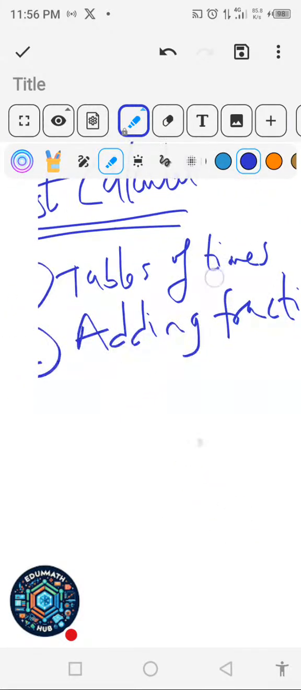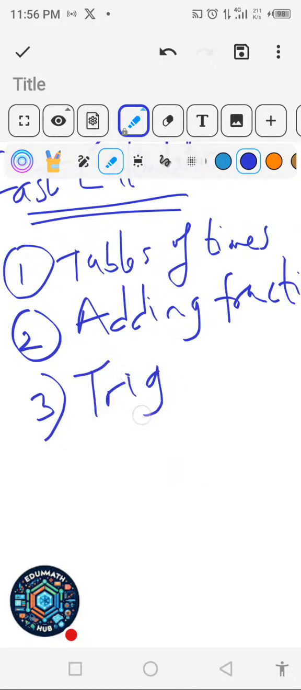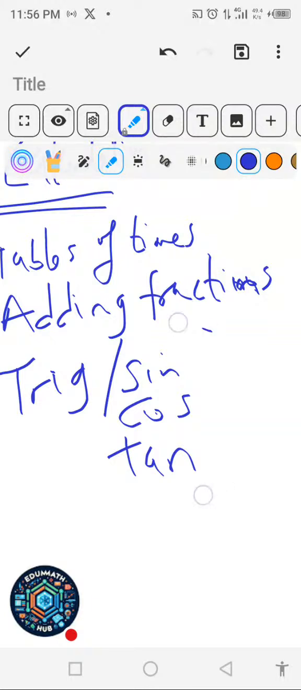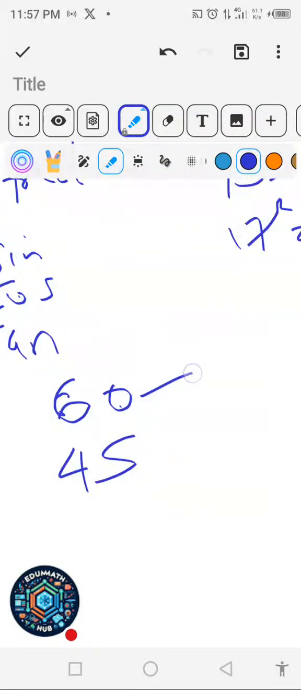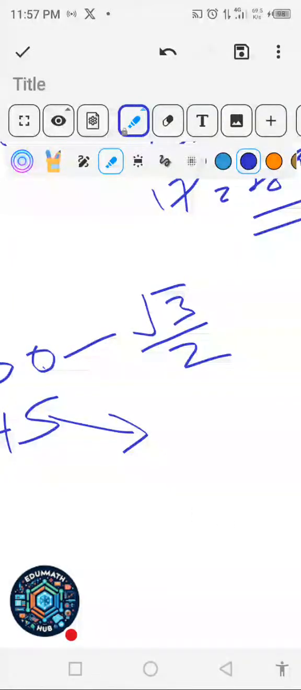And also memorize your trig. Sine, cos, and tan of the special angles. Master it very well. Now the special angles are 60, 30, 45, and so on like that. You have to know their values. Sine 60, for example, is root 3 over 2. While sine 45 is just 1 over root 2.